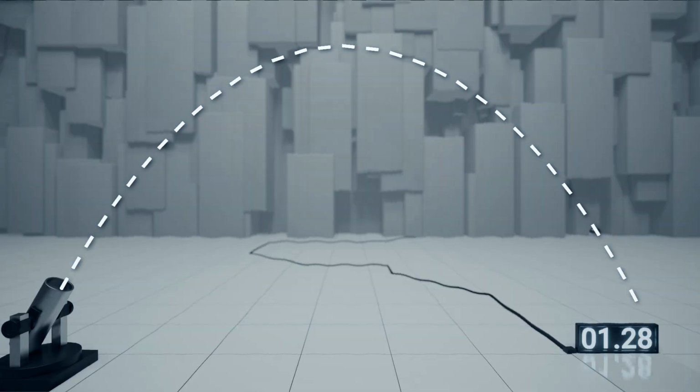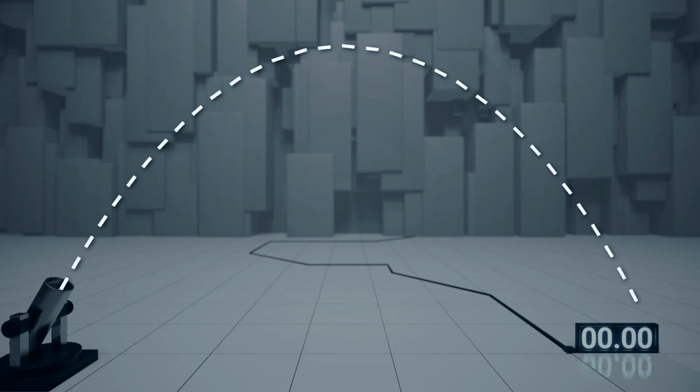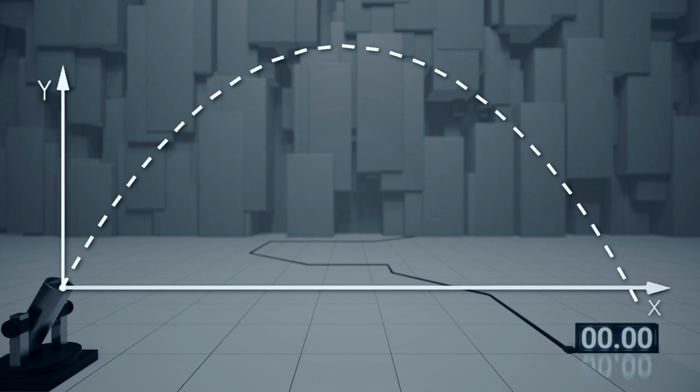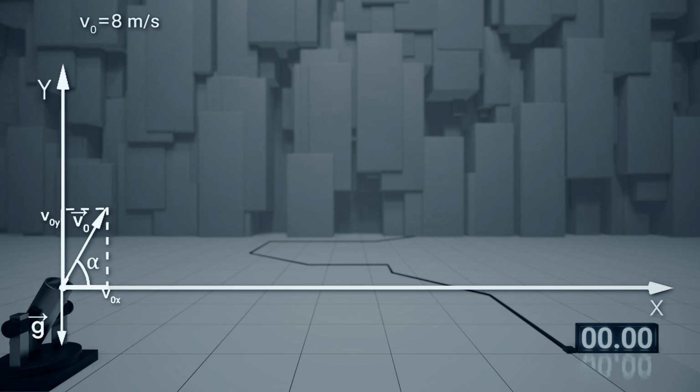We start measuring time from the moment the ball leaves the cannon. We place the origin at the launch point. The key values we need to calculate are the range and the maximum height. Acceleration is equal to the acceleration due to gravity and is directed downward. The initial velocity is 8 meters per second, launched at an angle of 60 degrees to the horizon.